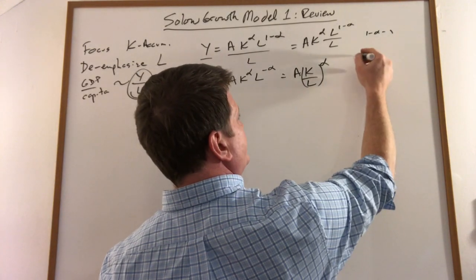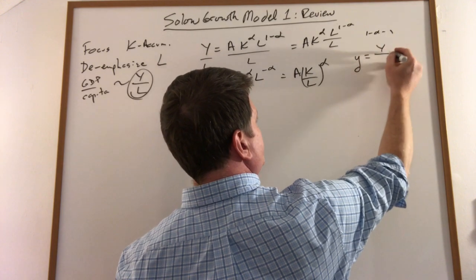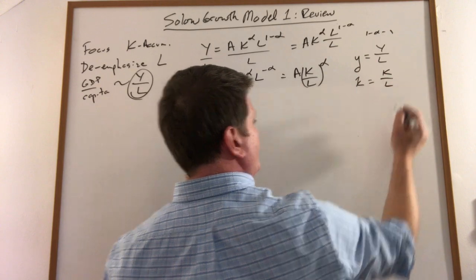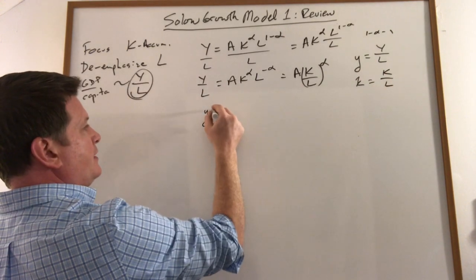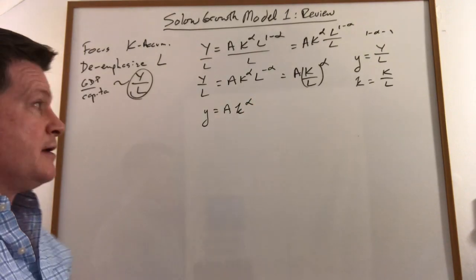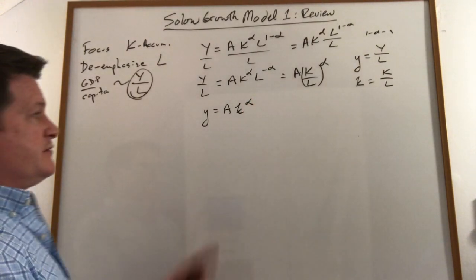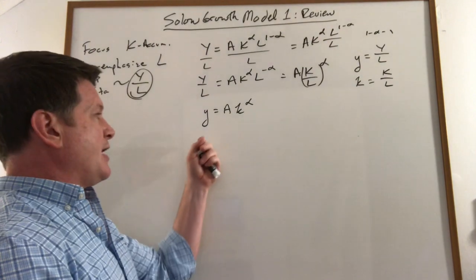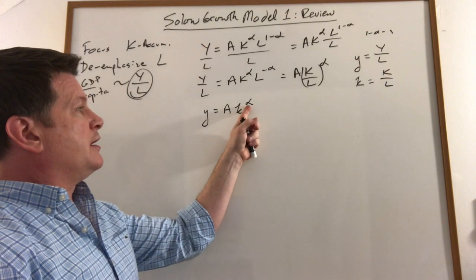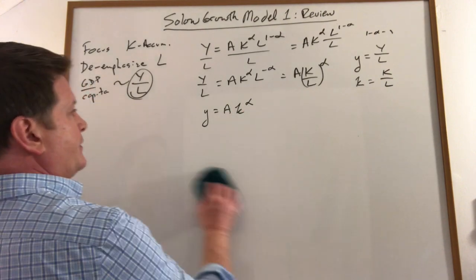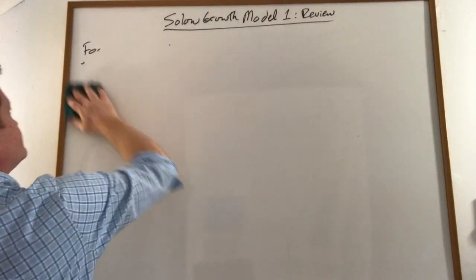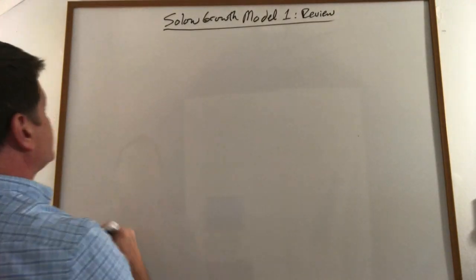So I define two variables, little y as GDP per labor and little k as capital per worker or per labor. And I can write the whole thing like this. That is my Cobb-Douglas production function in terms of workers. So output per worker, technology, capital stock per worker, and this alpha is the capital's share of output. So we now have a production function that looks like this.